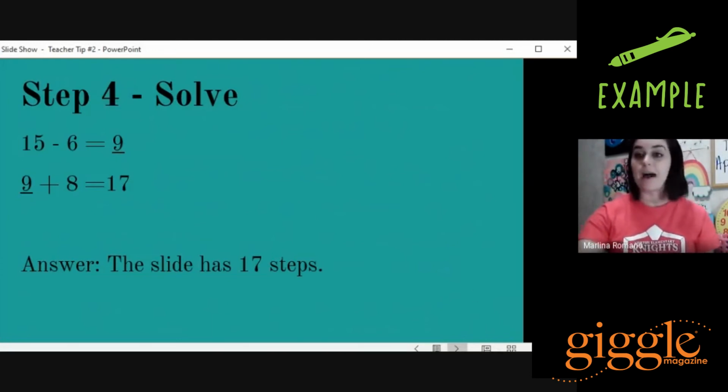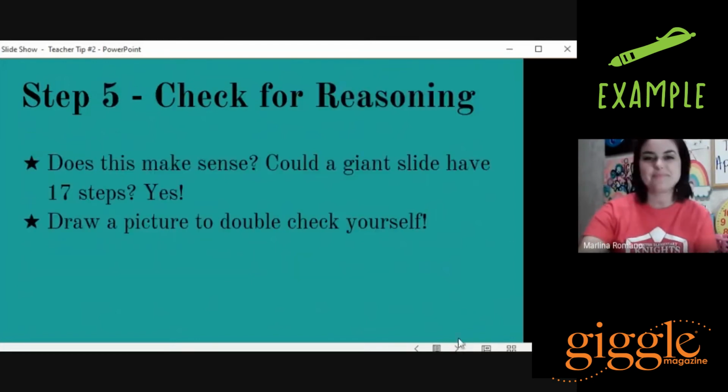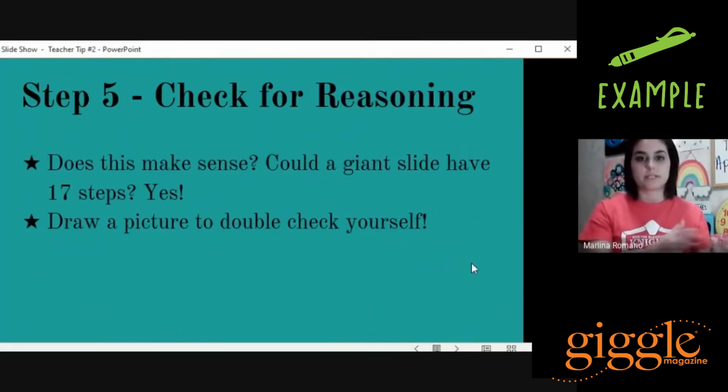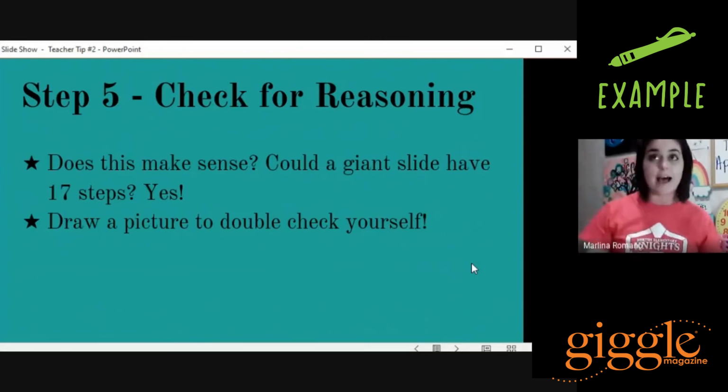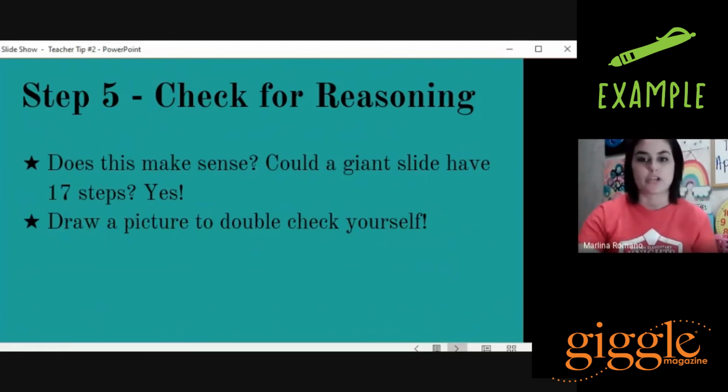We're almost done. We still have a step. We're not quite finished, even though we did solve it. So step 5, check for reasoning. Pretend we didn't find the answer 17 for a moment. Maybe somehow you got an answer of 2. Now, when you're asking yourself, does this make sense? Could a giant slide have only 2 steps? No, that wouldn't make much sense. So in that case, you would have to go back and retrace your steps 1 through 4, and figure out where you went wrong, maybe what you have to do differently. Another thing you can do here is draw a picture to double check yourself. Drawing a picture is a great strategy to double check your work.